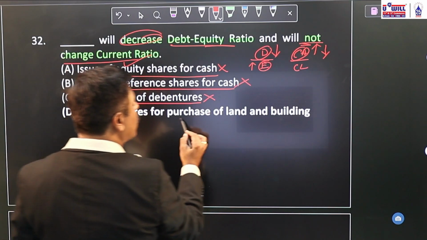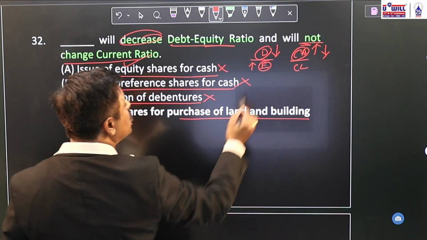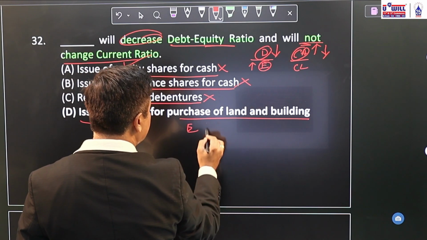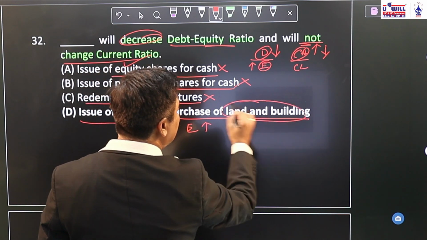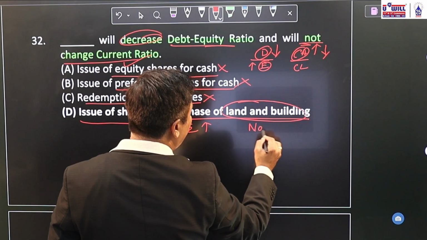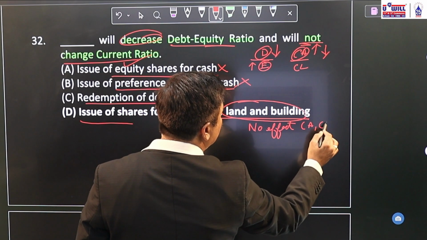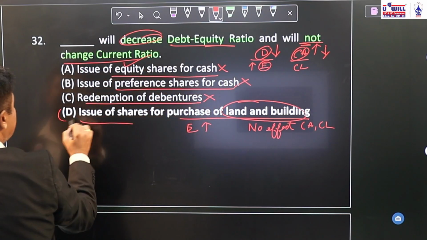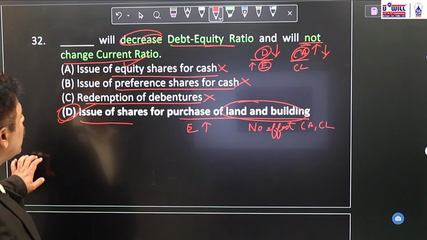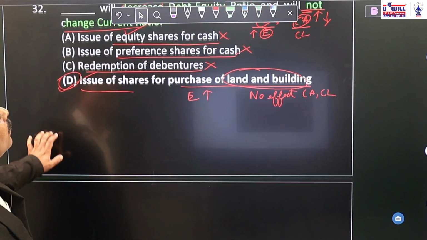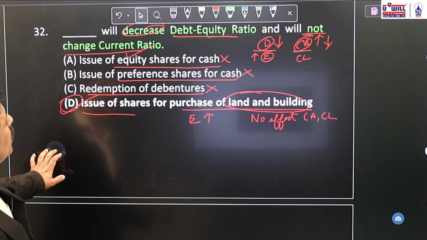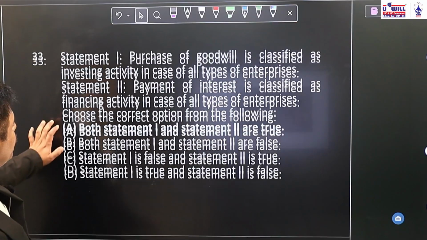Issue of shares for purchase of land and building means only equity will increase. And because you are buying land and building, it will have no effect on current assets and current liabilities. So current ratio is not going to change. Option D is the correct answer. Okay. Debt equity ratio will decrease because equity will increase, but current ratio will not be affected.